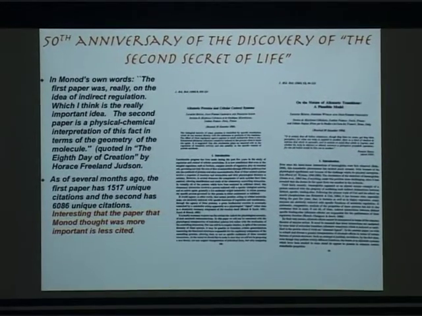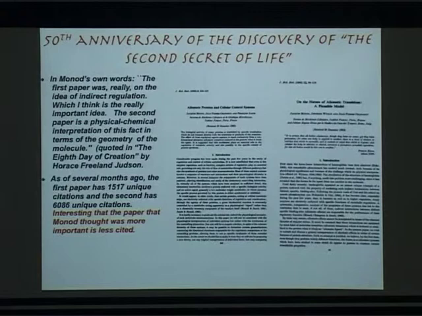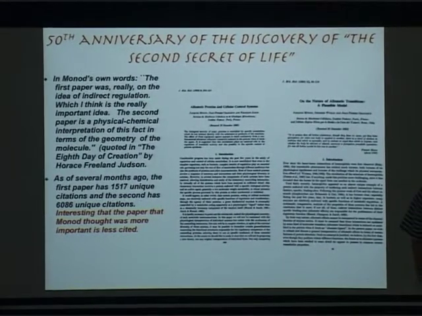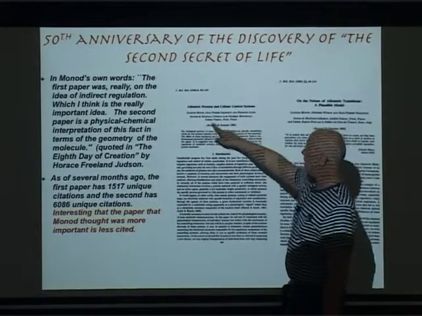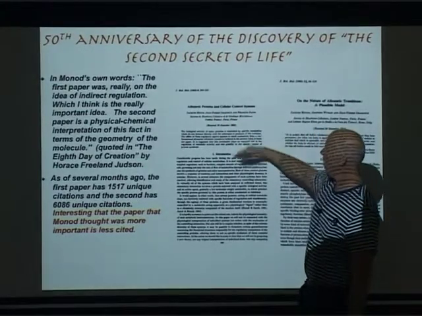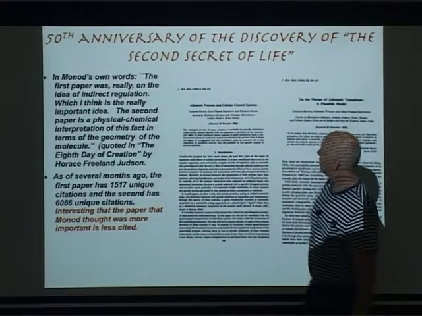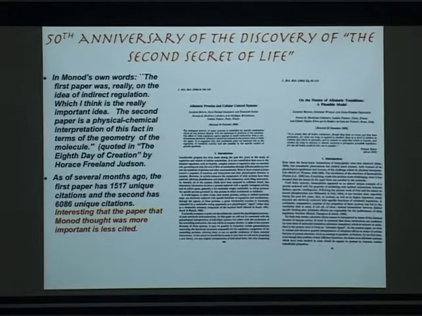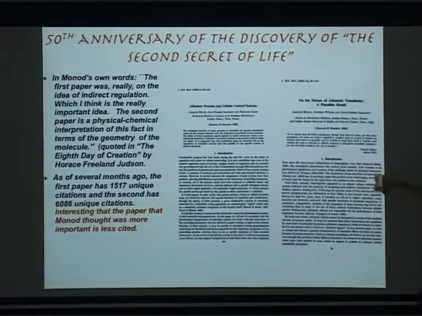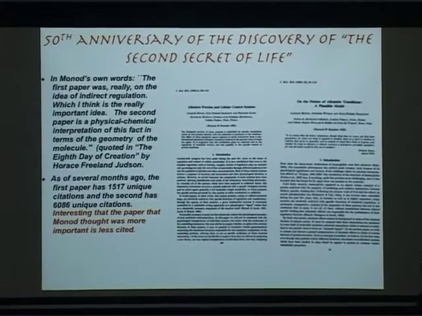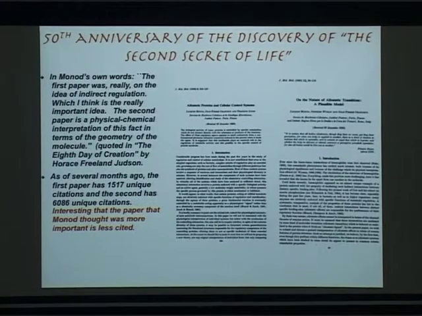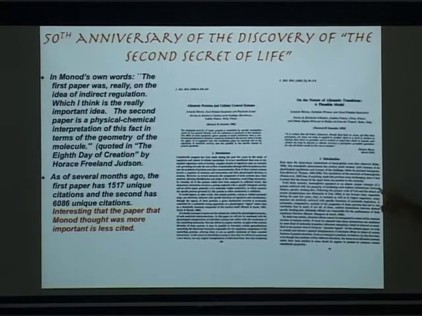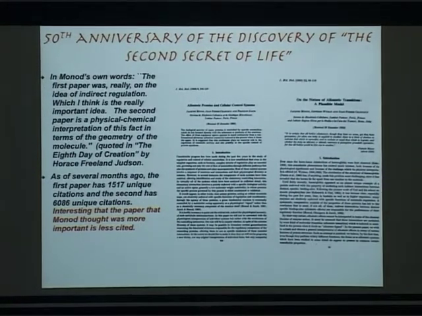We're right now celebrating the 50th anniversary of what Monod referred to as the second secret of life. The idea is broadly known as allostery. This is a 1963 paper by Monod, Changeux, and Jacob, called Allosteric Proteins and Cellular Control Systems. Then 2 years later, they wrote a paper entitled On the Nature of Allosteric Transitions: A Plausible Model, this one by Monod, Wyman, and Changeux. This has come to be known as the MWC model, and that's really what I'm going to talk about.